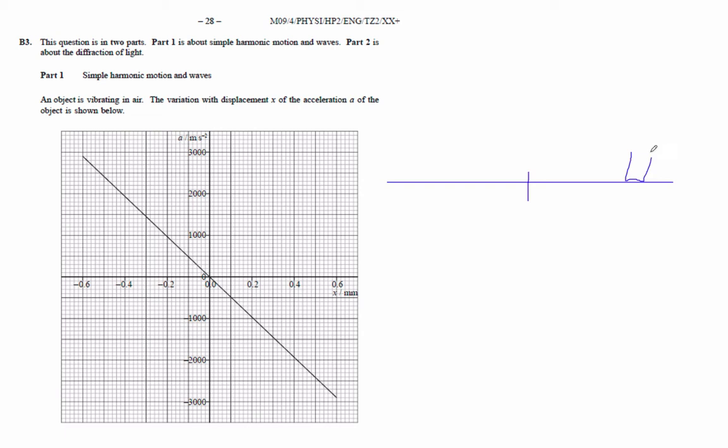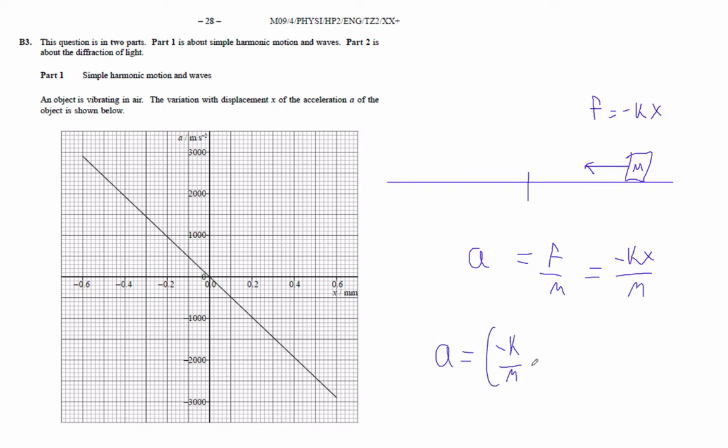there's some force, and it's a restoring force. So if you have an object of mass m, there's this force that's acting toward the equilibrium, and it's minus kx, right? And so our acceleration is just going to be force divided by mass, which is going to be minus kx over mass. So the acceleration is minus k over m. That's the slope of this line, right? Times x plus 0. So it's got a y-intercept of 0, et cetera, et cetera. Okay? That's what's going on here.